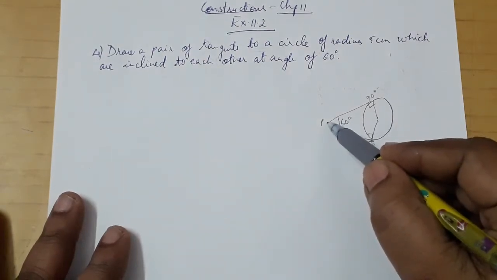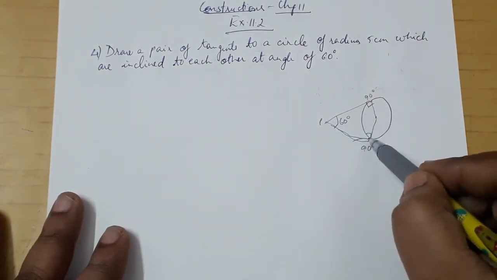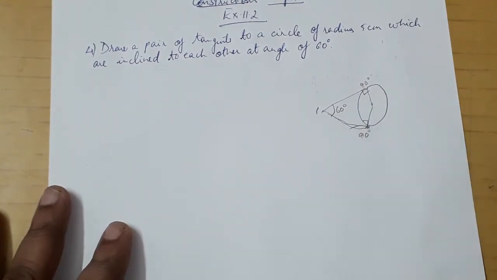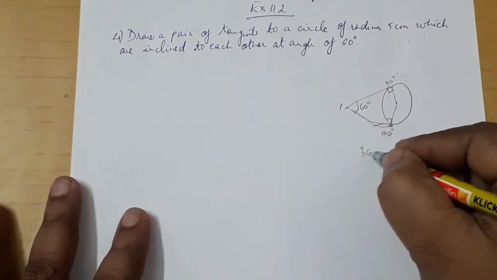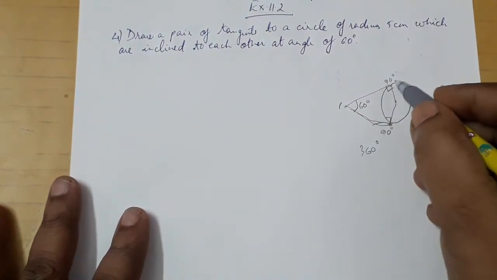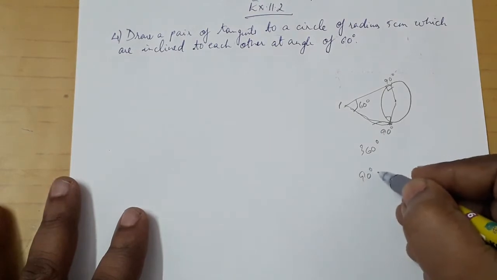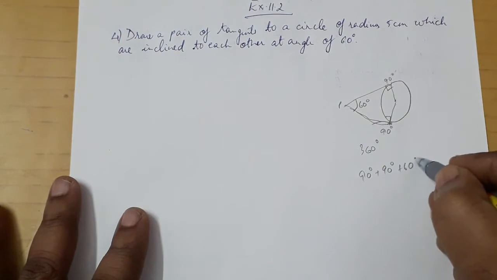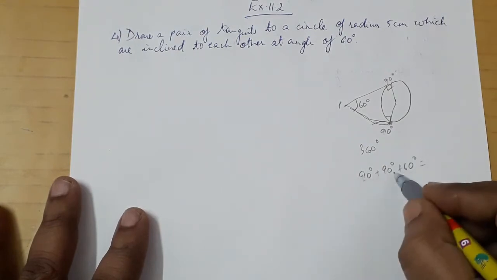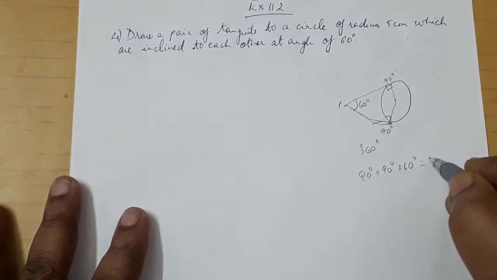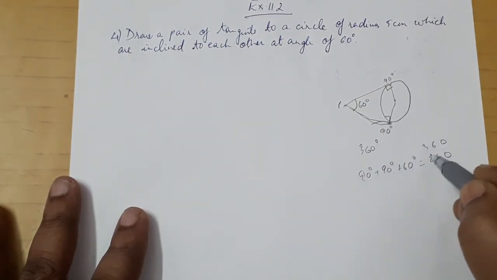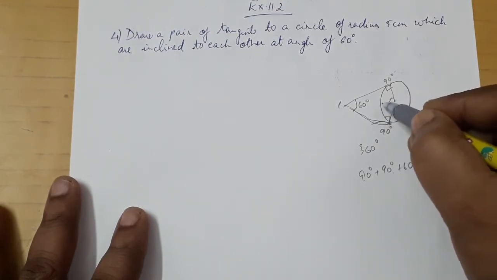Now this area, 1, 2, 3 and 4, actually forms a quadrilateral, and the sum of all angles of a quadrilateral is 360 degrees. So if this angle is 90 degrees plus this angle is 90 degrees plus this angle we know is 60 degrees, the total comes to 180 plus 60, which is 240. 360 minus 240 is 120. That is the angle that is formed here.